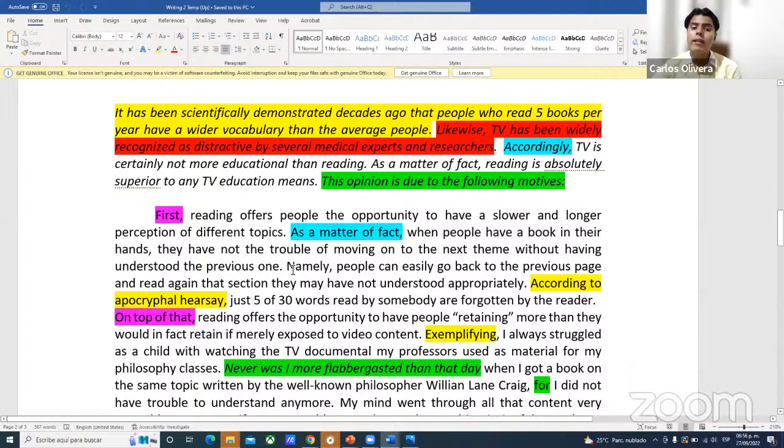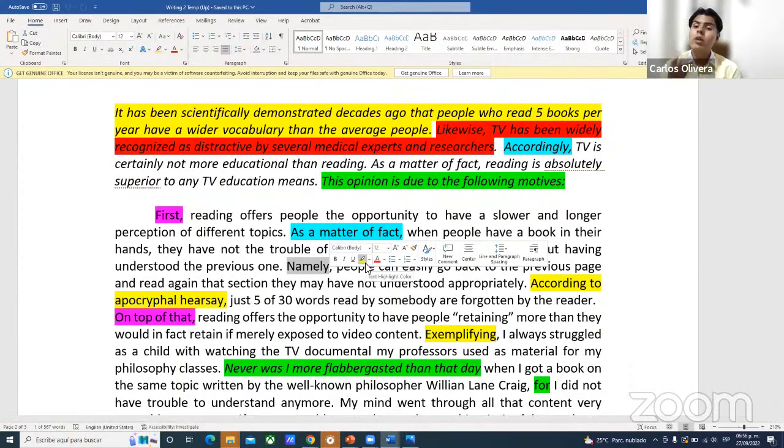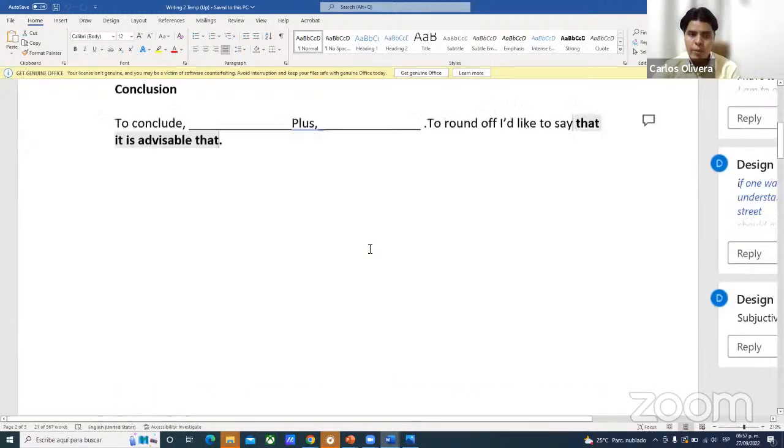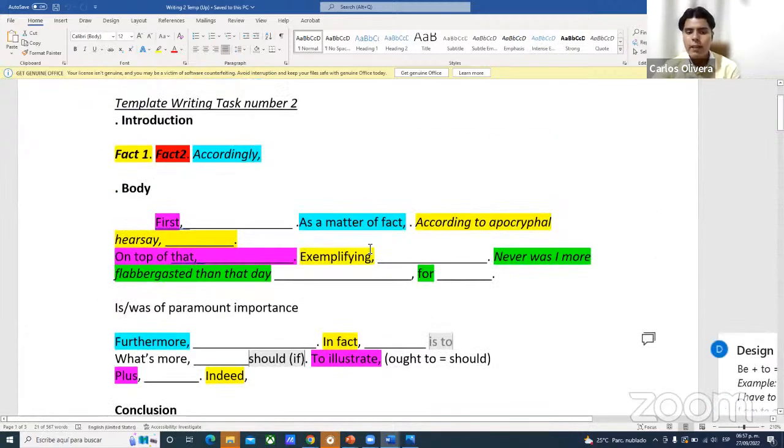Now, another one, for example, namely. As you can see, I am simply continuing to complement my argument so that people can understand it. And of course, why? Because I want to have more words in my essay. So as I say, in order to have a good quantity of words, expand your arguments. In this case, you have a lot of time, so it's good for you to write down as much as you want and as much as you can. As you can see, I'm complementing my first argument, that reading offers people the opportunity to have a slower, longer perception of different topics. Namely, people can easily go back to the previous page and read again the section they may not have understood appropriately. So now, finally, last thing.